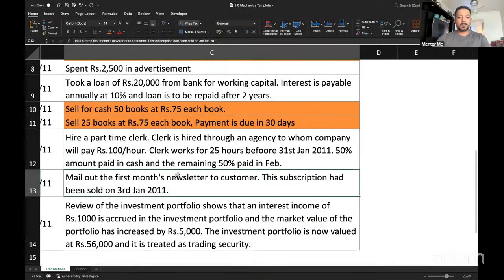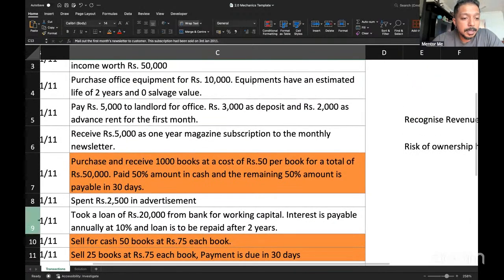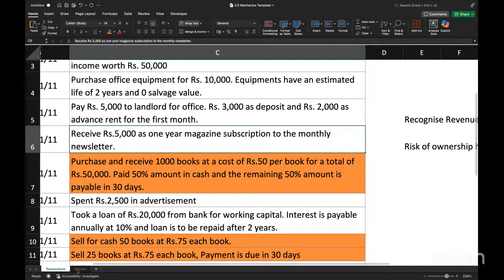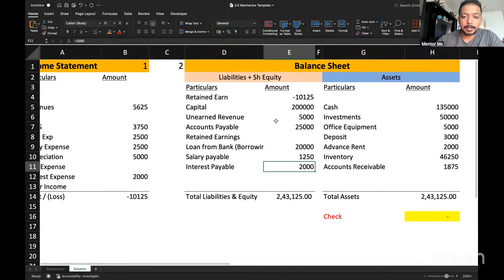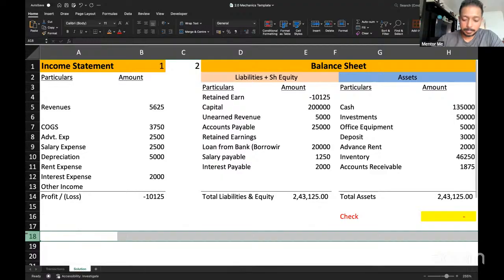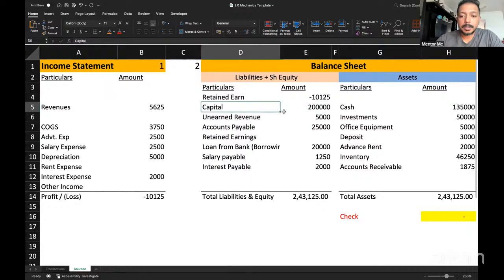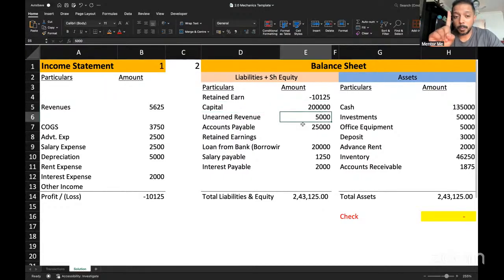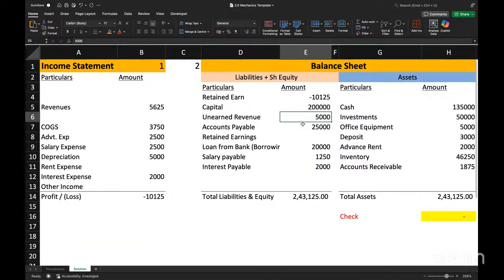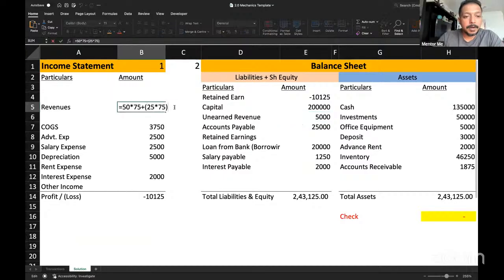Okay. Now the subscription, remember we had got this 5,000 as 1 year subscription. And now finally the time has come to issue that first subscription. So let's come back here. Remember this unearned revenue? This unearned revenue was how much? 5,000. So 1 month's worth. Okay. Only 1 month. So divided by 12.